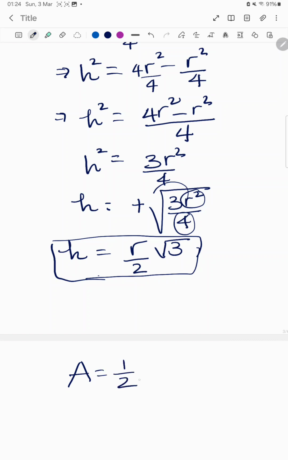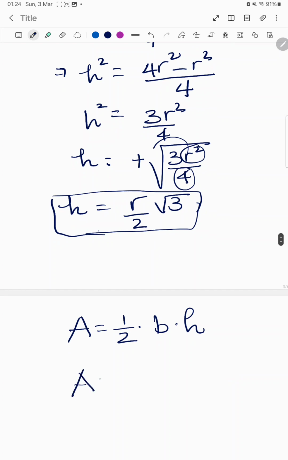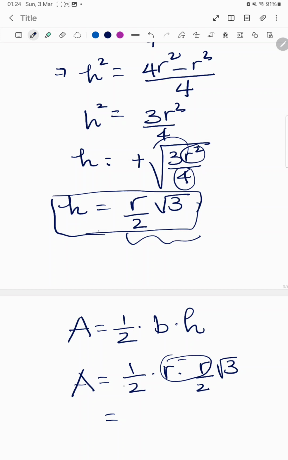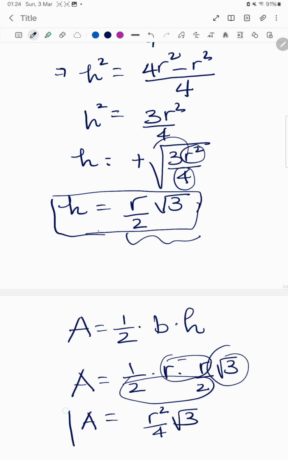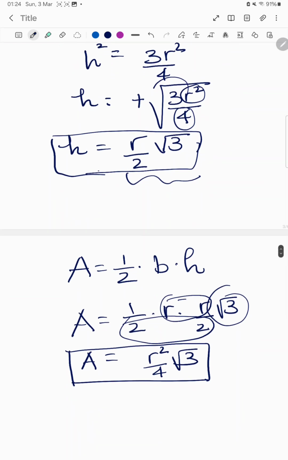Area is equal to half times base times height. The base is just r, radius. Area is equal to half times r times h, which is over here, giving us r over 2 root 3, which is equal to r times r will give us r square, 2 times 2 will give us 4. r square over 4 root 3 remains there. This is the area of one of the triangles of the regular hexagon, in terms of the radius of the circle in which it is inscribed.